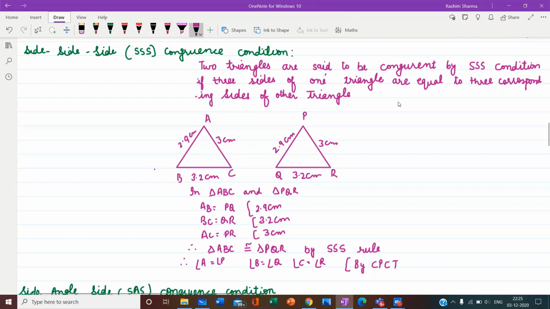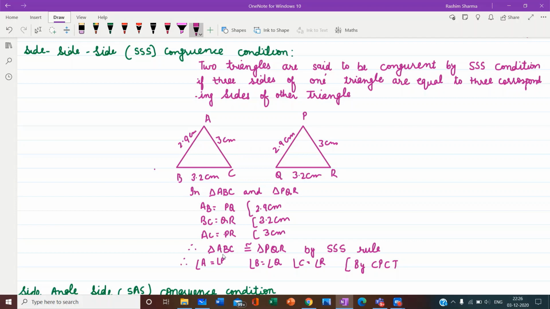Two triangles are said to be congruent by SSS condition if 3 sides of one triangle are equal to the 3 corresponding sides of the other triangle. Now here in this figure ABC and other figure PQR, we are given the length of the sides. So we are writing in triangle ABC and PQR, AB is equal to PQ. Why? Because both sides are given 2.9 centimeter. BC will be equal to QR because both are 3.2 centimeter, because these are corresponding sides. AC is equal to PR because each is given 3 centimeter.